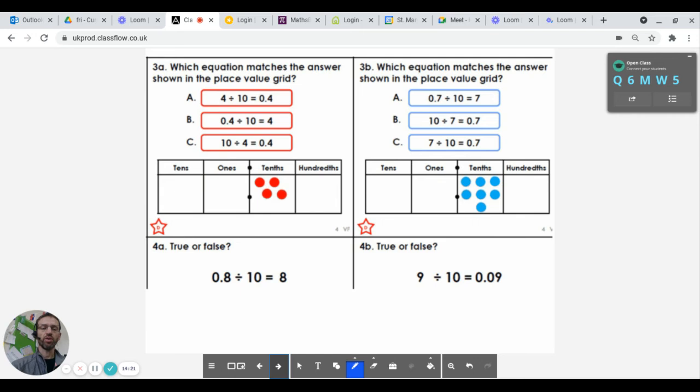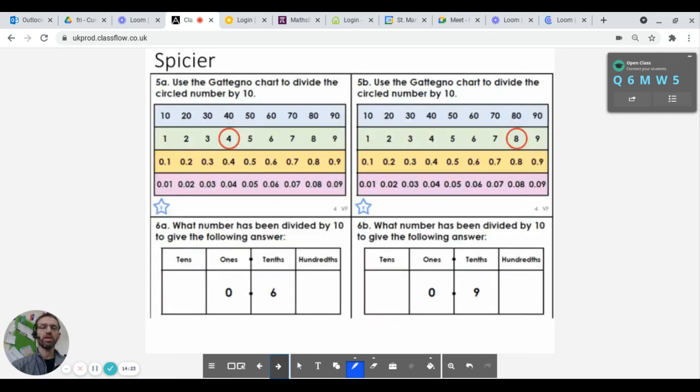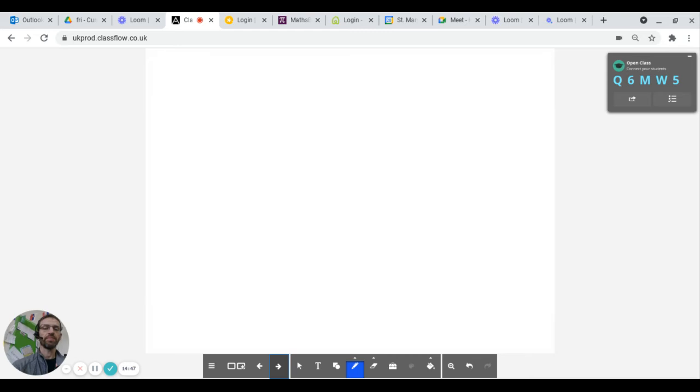Well done. If you want to go on to the spicier work, this is the spicier work. You've got the chart here with some puzzles on it, and you've got a couple more questions as well. So you've got 5A, 5B, 6A, and 6B, spicier work as well. Have a go at those. Okay, well done. So if you'd like the extra challenge, look at these puzzles and we'll get on to the spiciest.